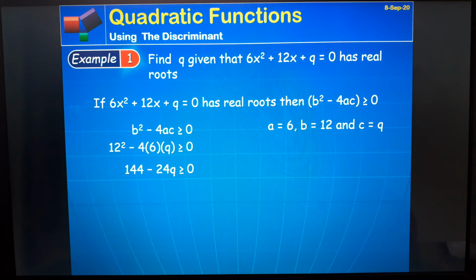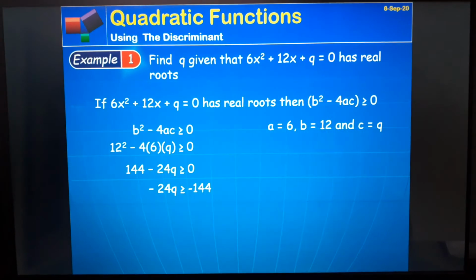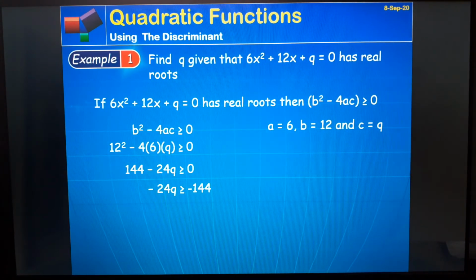We start to put this together. We've got 144 from the 12 squared, minus 4 times 6 is minus 24q, and then we want to rearrange it. Now we can take the 144 over to the right-hand side, which makes it a minus 144. And then we're about to take the negative 24 over to the right-hand side and make it a divide by negative 24. Now remember from National 5, when you're dealing with an inequality and you divide by a negative, there's one thing you have to remember. You turn the inequality sign around, because you are changing the balance of the left-hand side and the right-hand side of the inequality by doing so.